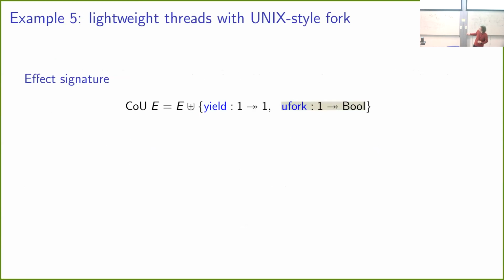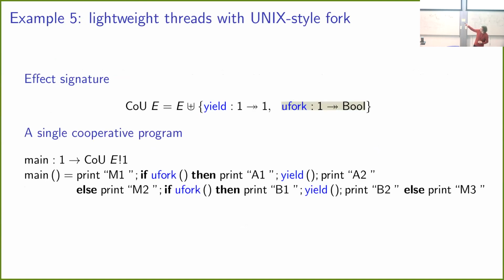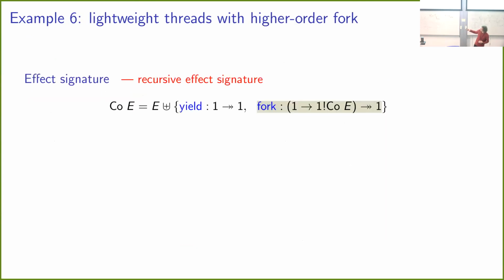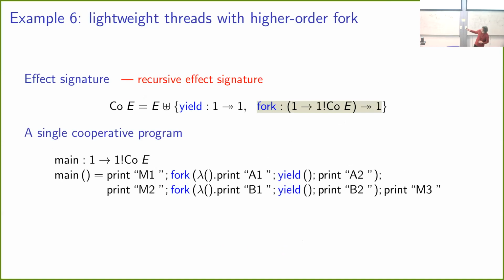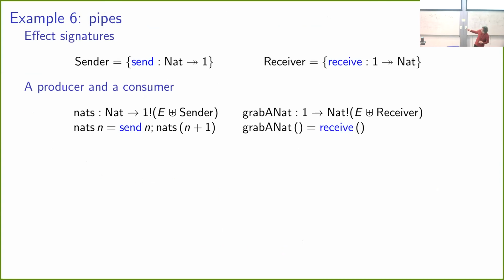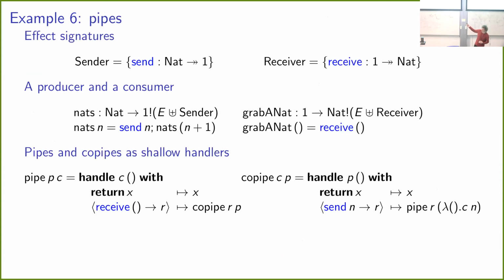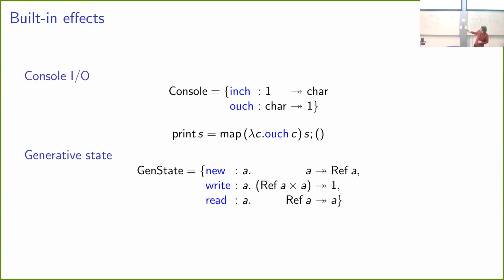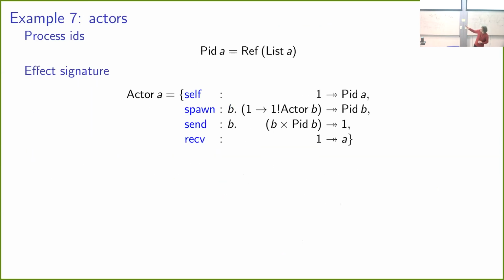And then I had a whole load more examples. I showed how you can add fork in one way, and doing it another way. We can do pipes where we have two computations talking to each other.